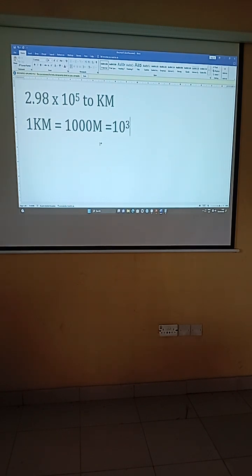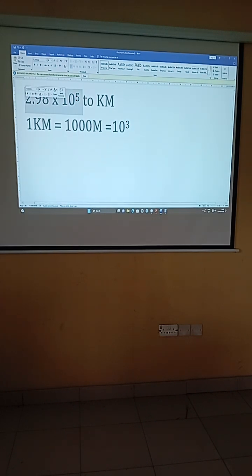Alright. Because of the number of zeros we have here, 3 zeros. Okay? So, continuing with this, how do we now convert 2.98 by 10 to the power 5 to kilometers? Simple. If 1 kilometer gives us 1,000, therefore 2.98, okay, I think I should just copy it directly.